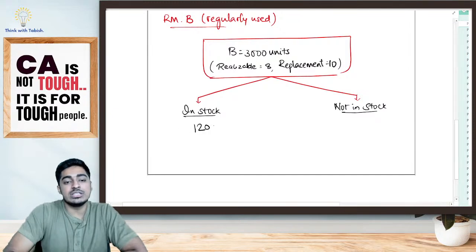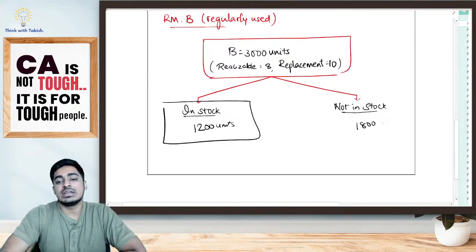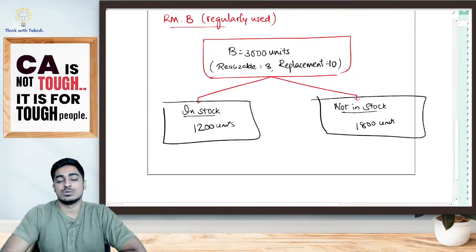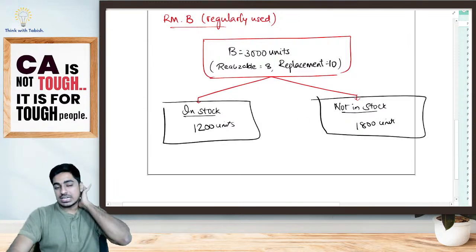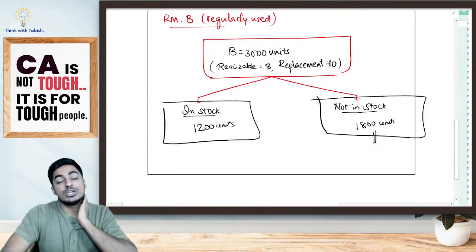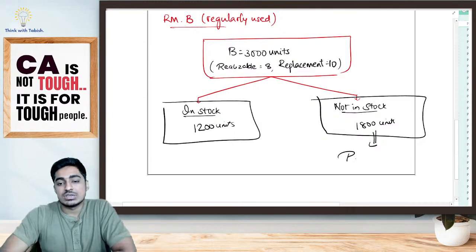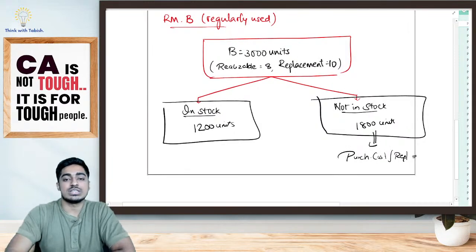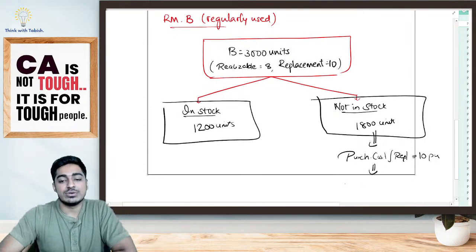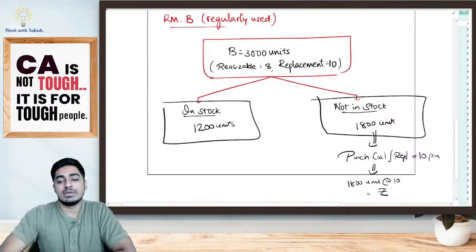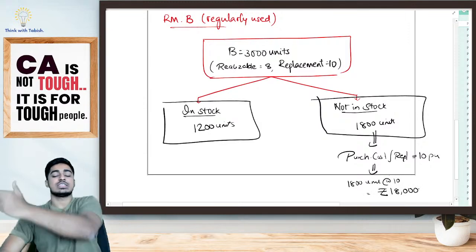Out of that, what is the question telling? 1200 units are already in stock. So how many units extra do I need to purchase? 1800 units extra I need to purchase. 1200 units are already there, so 1800 units I need to purchase. Now I am purchasing, so the purchase cost or the replacement cost is going to be relevant. What is the replacement cost, students? 10 rupees per unit. So what is the cost I will be incurring? 1800 units at the rate of 10 rupees per unit. I will be incurring 18,000 rupees for these 1800 units.